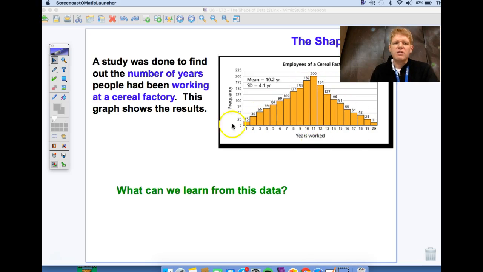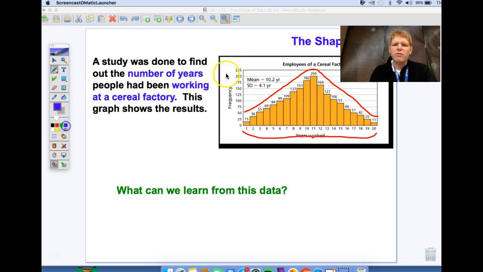So what can we learn from this? Well, if we look at this data, we can see a couple of things. Number one, we can see that the data kind of goes up in a hill and peaks here in the middle and it comes back down. Along the bottom, we have the number of years that people have worked, 1 through 20.